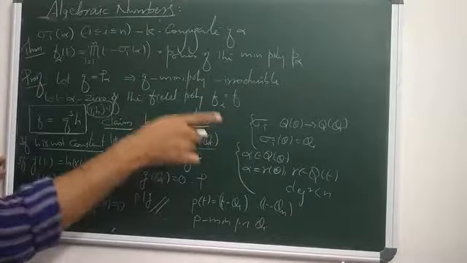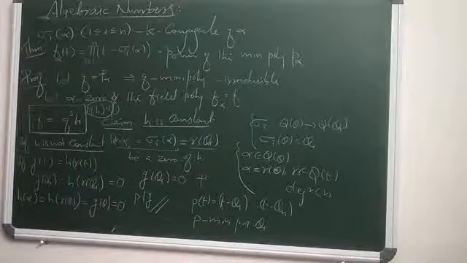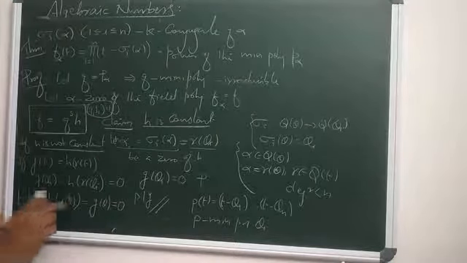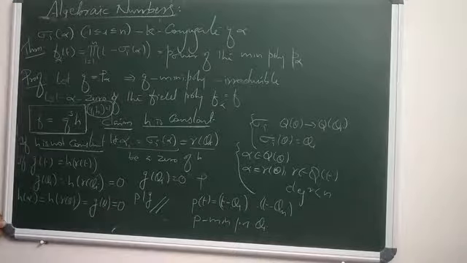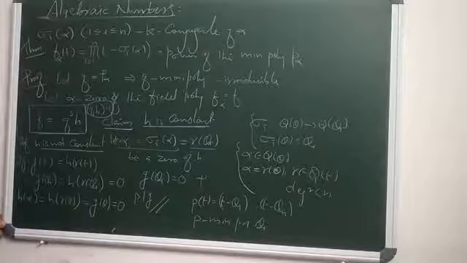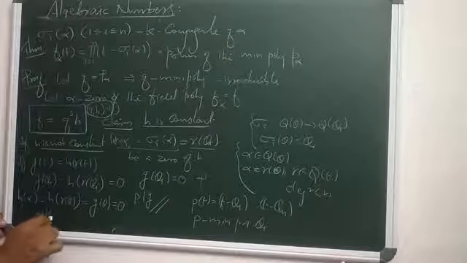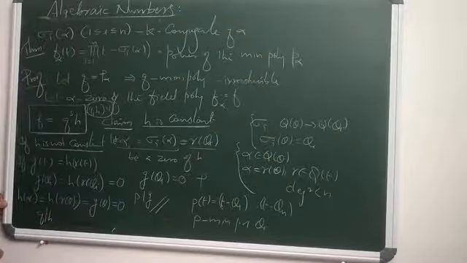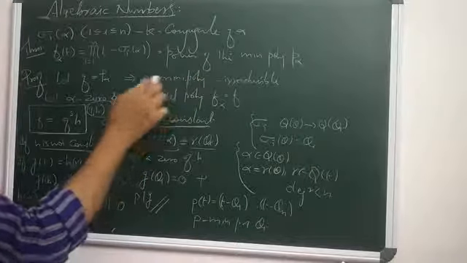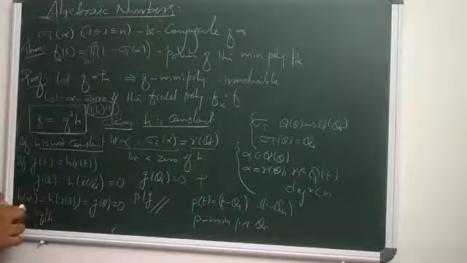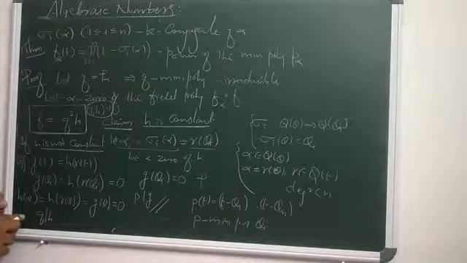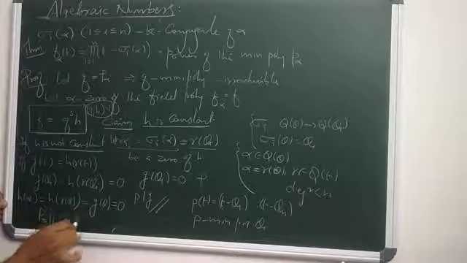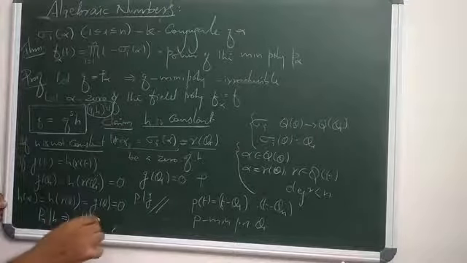Why? Because theta 1, etc., theta n are the zeros of this polynomial. So h of alpha equals 0, and P alpha is the minimal polynomial. Why? H of alpha equals 0, and P alpha is the minimal polynomial, so this P alpha divides H. What is P alpha? P alpha means Q. So Q divides H. This is a contradiction.